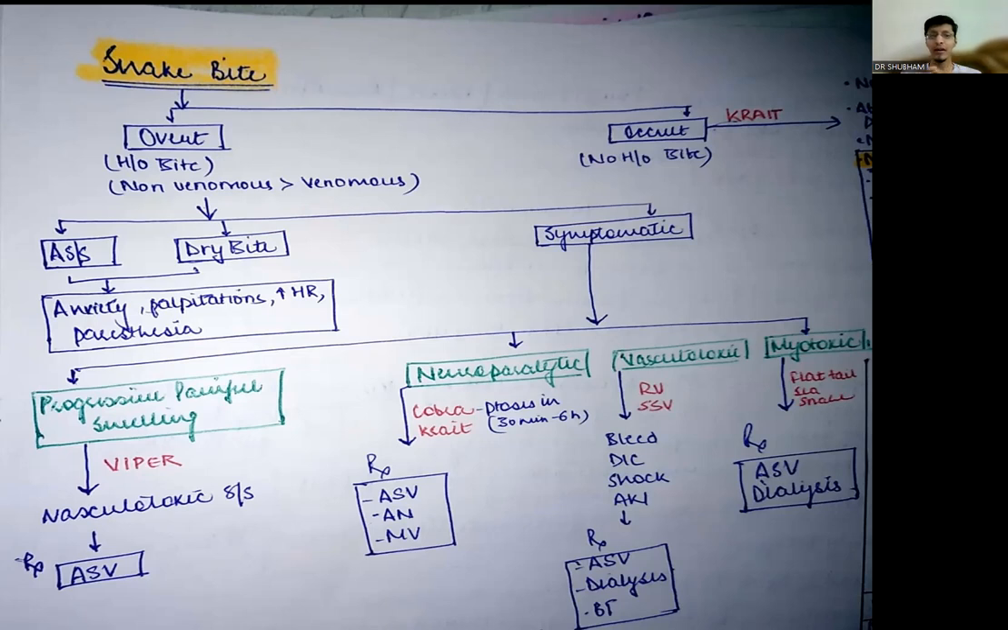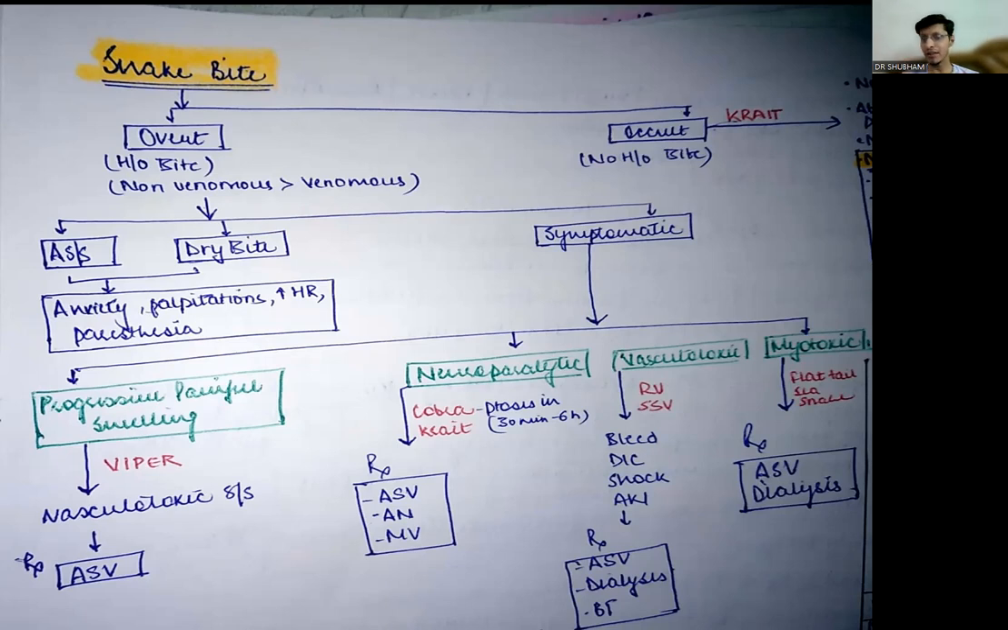So for example, the snake has bitten over here. In a few minutes or a few hours, you can see that the whole arm is involved. That means it is a progressive swelling. It is usually seen with a viper snake bite, and it comes under the category of vasculotoxic snake bite, vasculotoxic symptoms, which we are going to discuss in the next slide. For this we'll discuss the treatment, but the line of management is anti-snake venom.